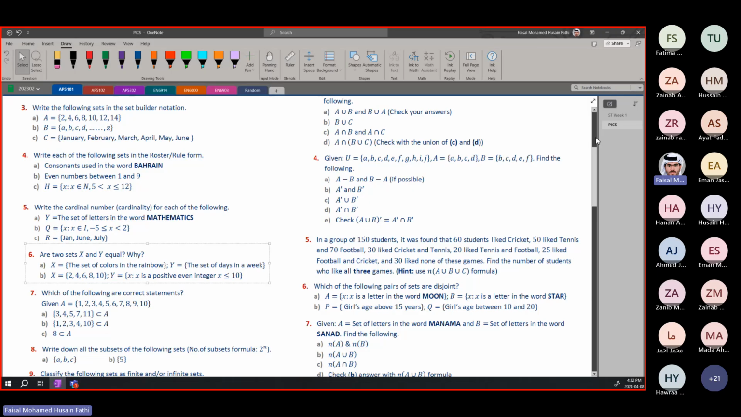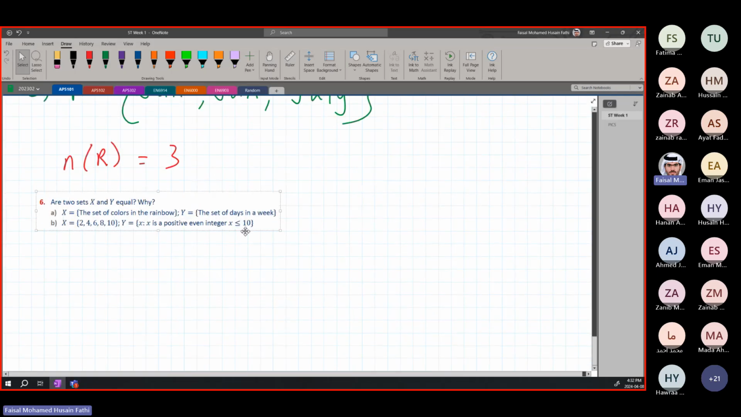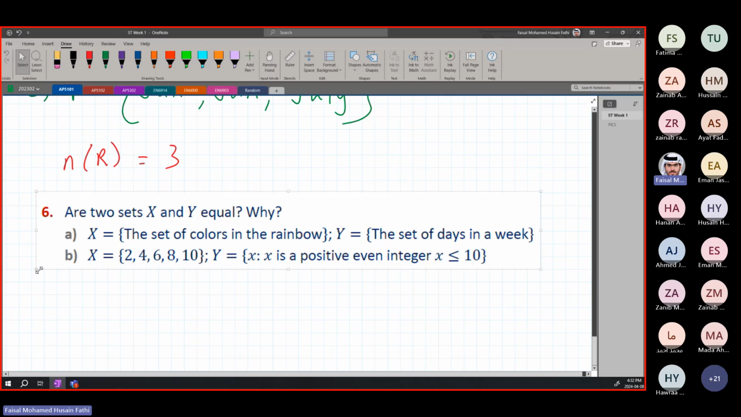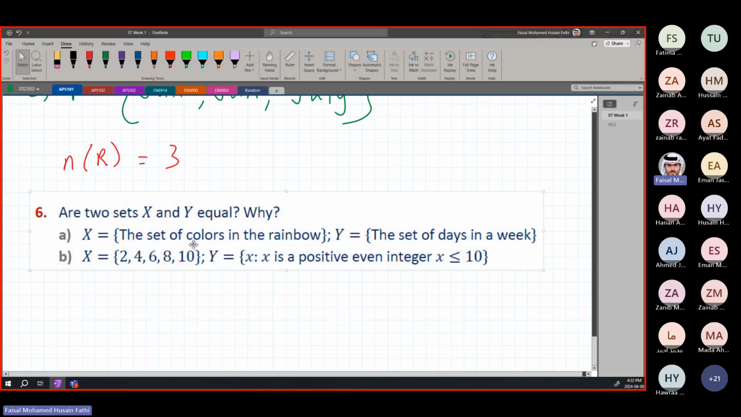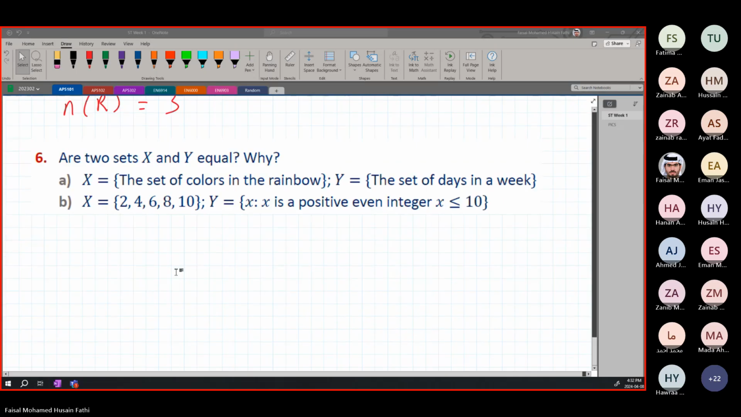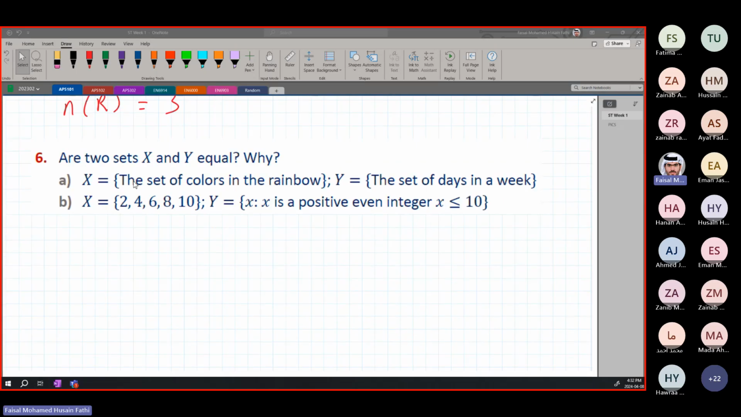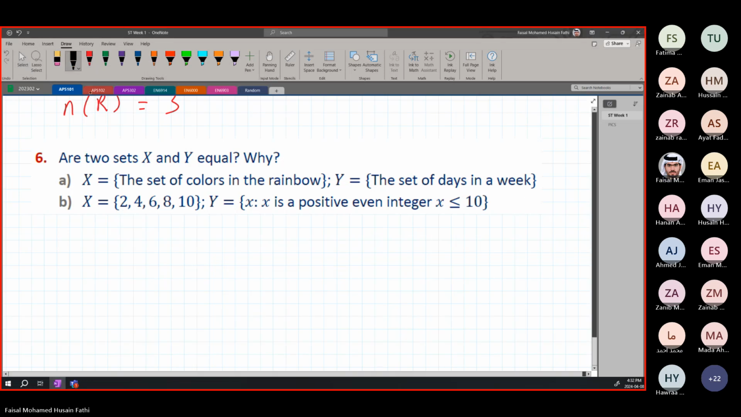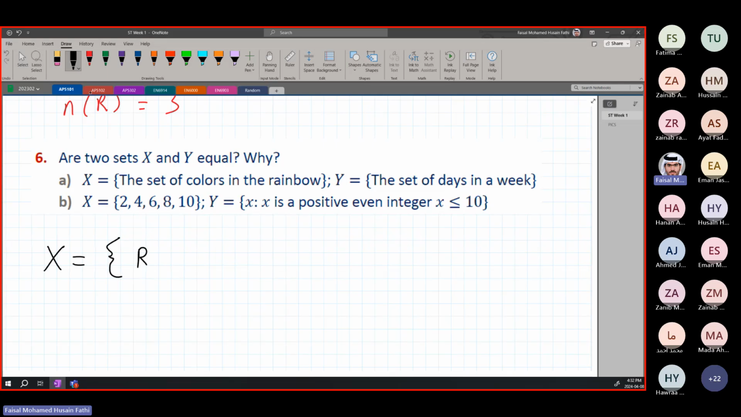We're talking about equality. Are the two sets X and Y equal, and why are they equal? If they are, why? Or if they're not, why? All right? So, let us see the sets that we have over here. X is the set of colors in the rainbow, and Y is the set of days in a week. For X, the colors in a rainbow, I have no idea what they were. When I was younger, I used to remember them: red, blue, green, yellow, purple, orange, violet, something like that. Anyway, they're colors. All right?